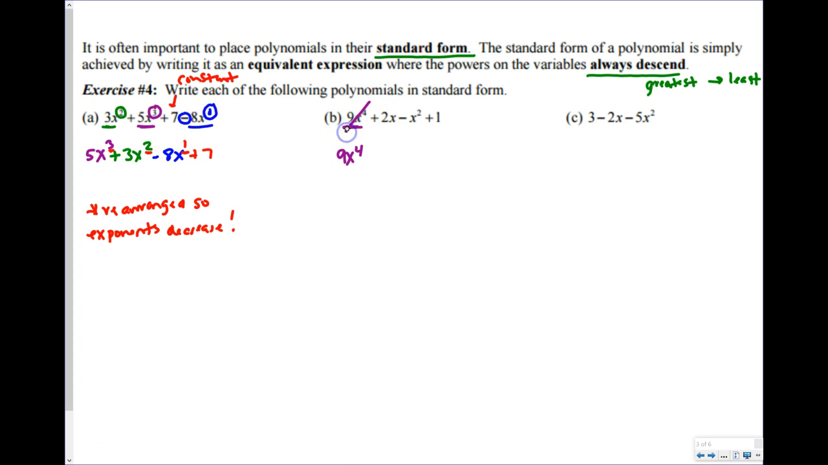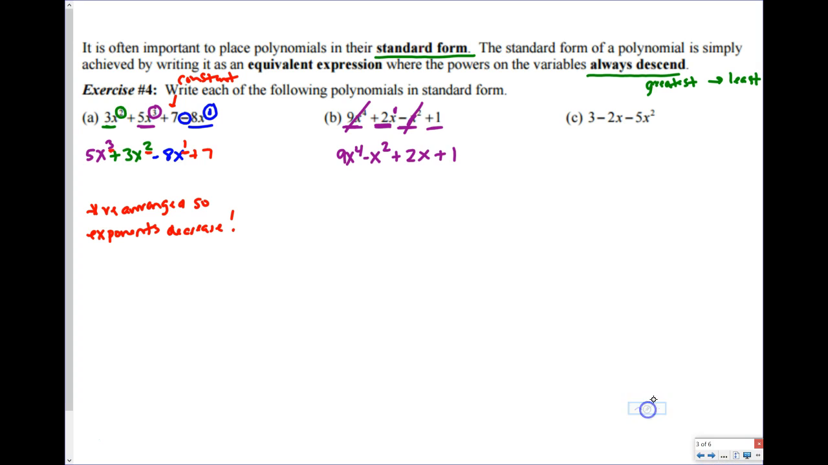And sometimes when I rewrite, I cross it out when I'm done with it. What's my next highest exponent? Here I have an invisible 1, but the next highest is actually this negative x squared. So that goes next. Crossed out because I'm done. The next highest is plus 2x. And then finally at the end is my constant. So I'm rearranging from highest to lowest.